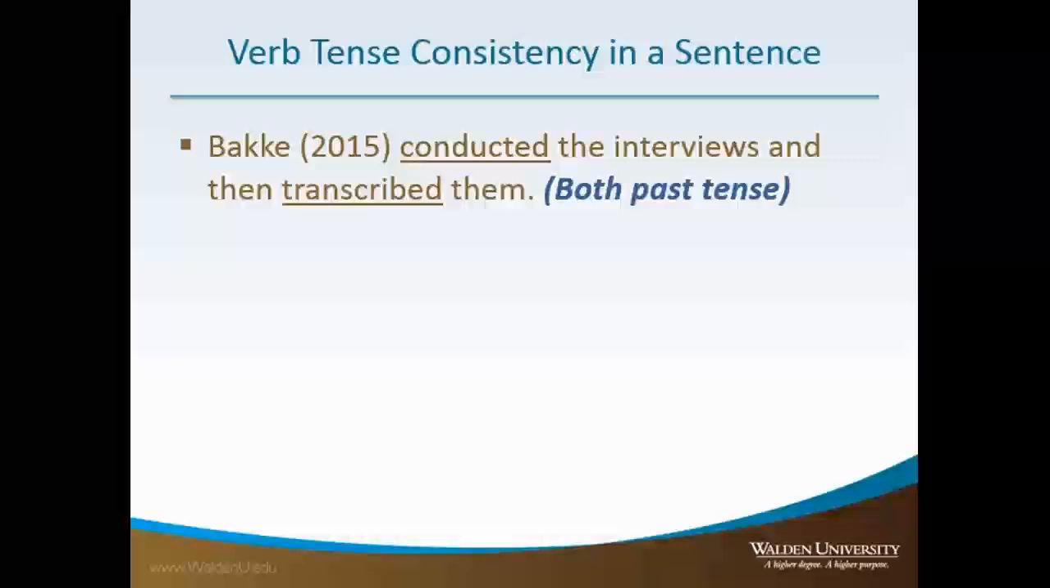Baki conducted the interviews and then transcribed them. So it's talking about two things that Baki did. Both of these actions belong to the author, or there's something that the author did. So it makes sense for them to be consistent, that they're both in the past tense. In the next two examples, we see a shift in verb tense.